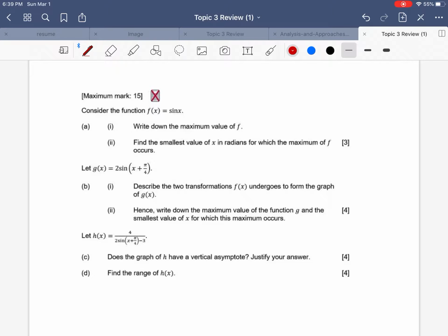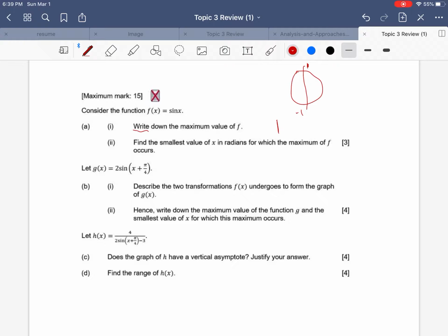All right, this is the last problem. It says write down the max value of f. Remember it says write, so that's a simple common sense problem. So the maximum value of f is, of course, 1. Remember, our sine function goes from -1 to +1, so our max value is 1.